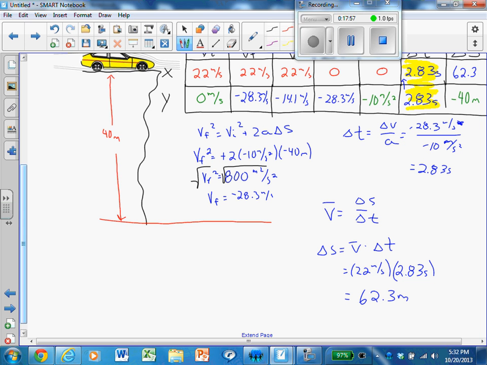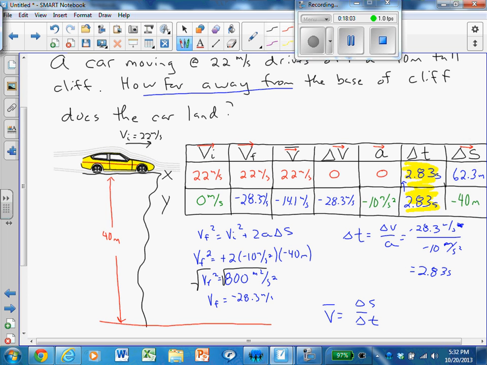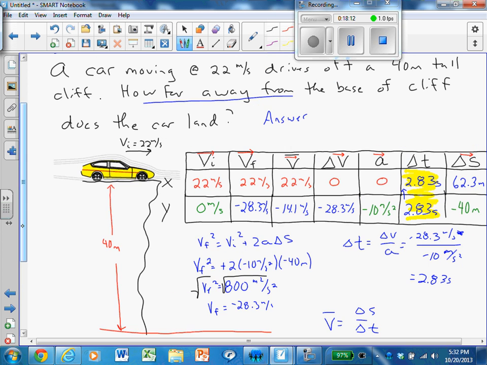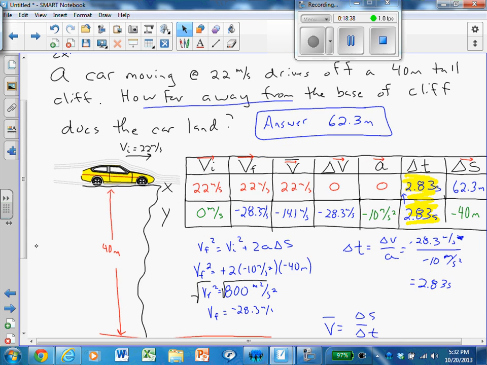Now that means, the question, if we go back here, says, how far away from the base of the cliff does the car land? And our answer, 62.3 meters from the edge of the cliff. Okay, good. So that's a half parabola problem. You can see it's all stuff that we've used before. It's just putting the two together. So that really simplifies analyzing and solving problems that are half parabolas.